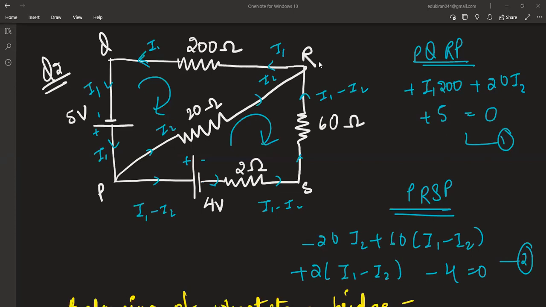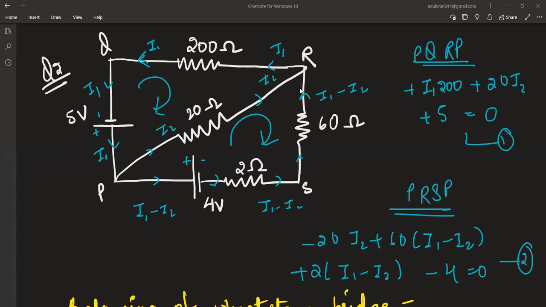Yes, second equation, I can explain it again. See, in the second equation, we are moving clockwise, right? So when I'm moving clockwise, I am moving with the direction of current, same direction. Same direction is negative. So minus V is equal to IR. So I into R minus 20 I2.